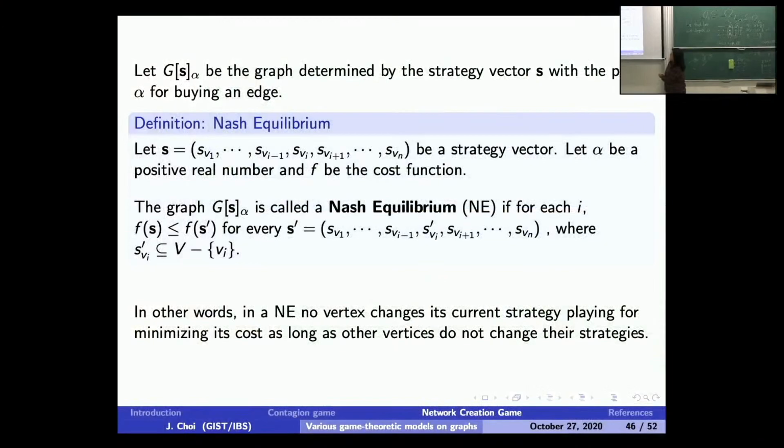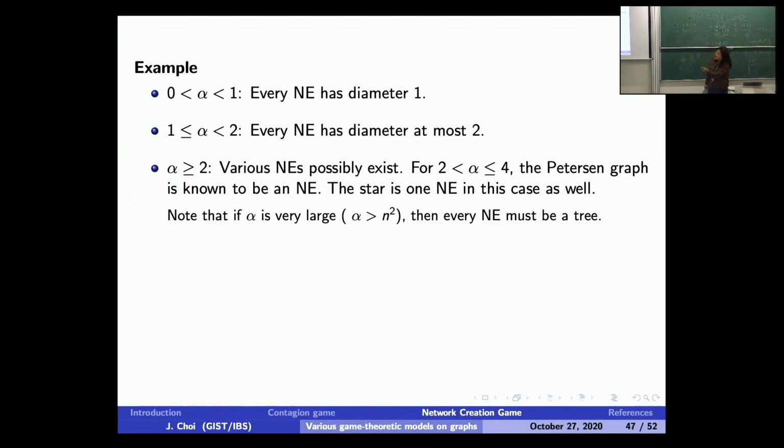For example, when alpha is small enough, it's easy to find what kind of Nash equilibrium examples there are. When alpha is between 0 and 1, every Nash equilibrium must have diameter 1. Why? Because the distance is counted by 1 at a time, but the edge cost alpha is less than 1. So it's better to buy more edges, right? To reduce the cost.